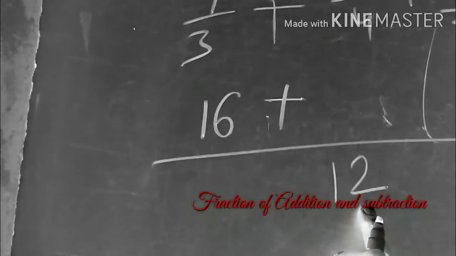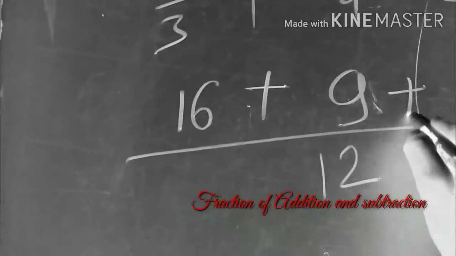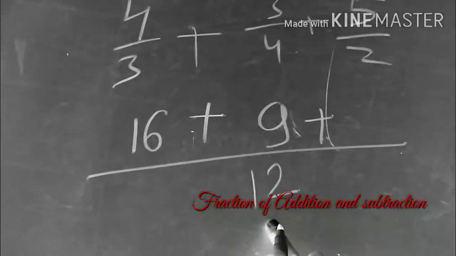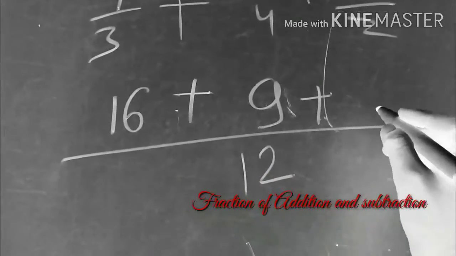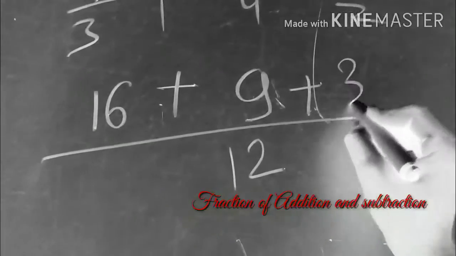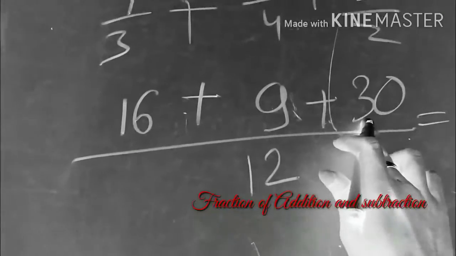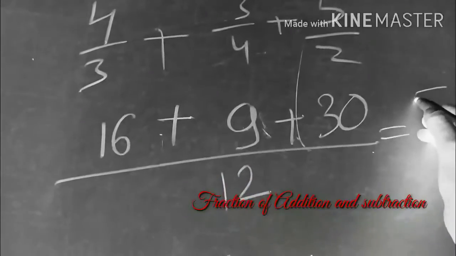12 divided by 4, 3 times. 3 3s are 9. Plus 12 by 2 is 6. 6 multiplied by 5 is 30. We will add 30, 9 and 16. How much will come? 55.